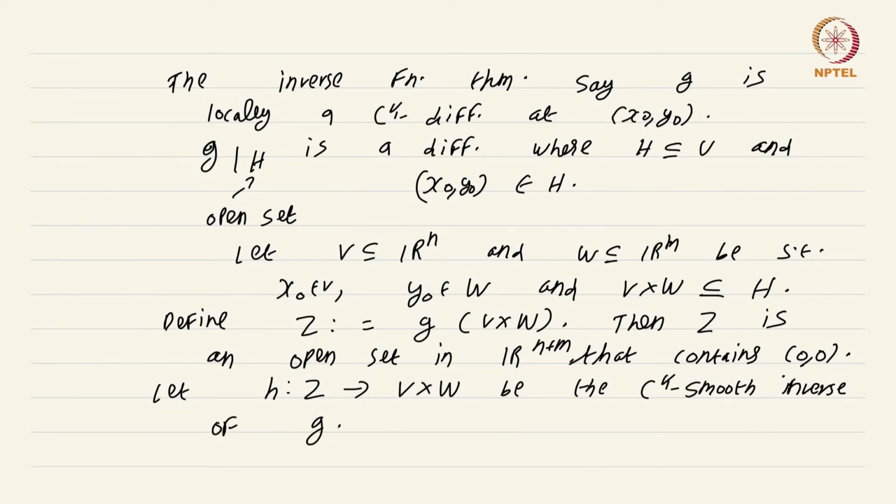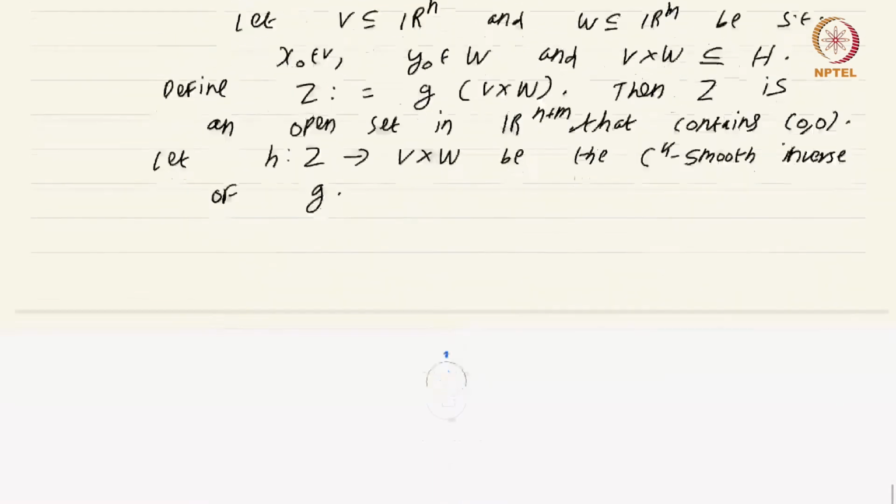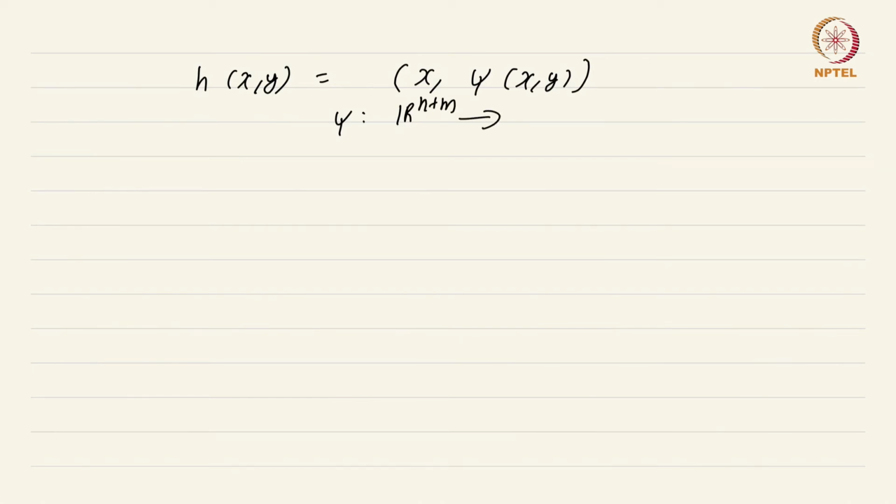Now here is the crux. H of xy is of the form x comma psi of xy. Because G is of the form x comma f of xy, H of xy, the inverse, must be of the form x comma psi of xy, where psi from Rn plus m to Rm is CK smooth.